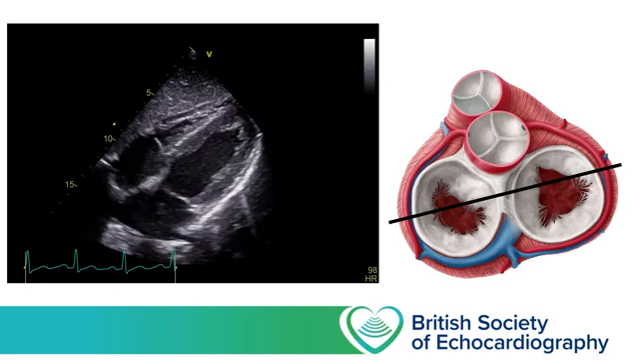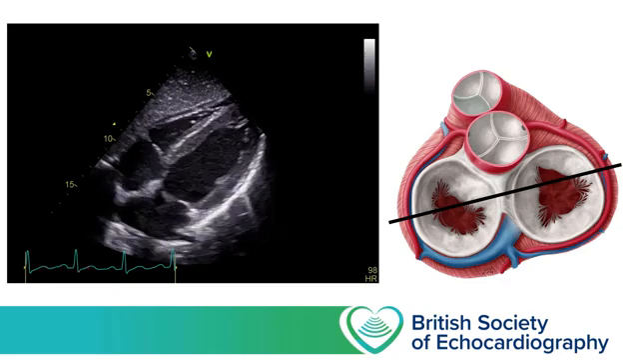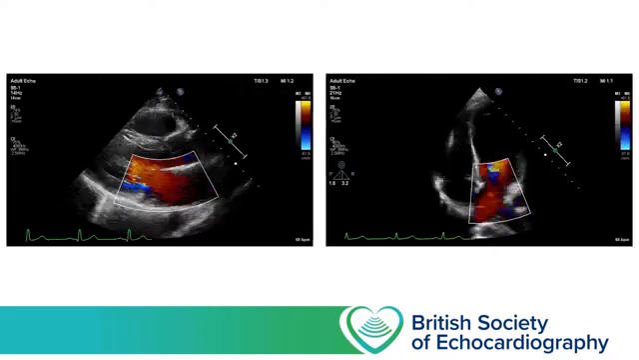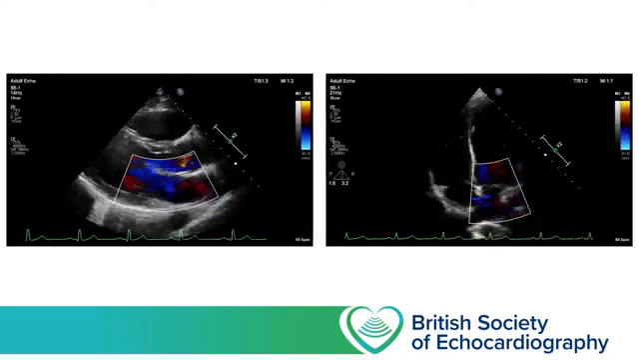We can apply colour boxes over the mitral valve in any of these views to look for turbulent antegrade flow or the retrograde flow of regurgitation, but as part of a minimum dataset we do it in just two views, the parasternal long axis and the apical four-chamber.